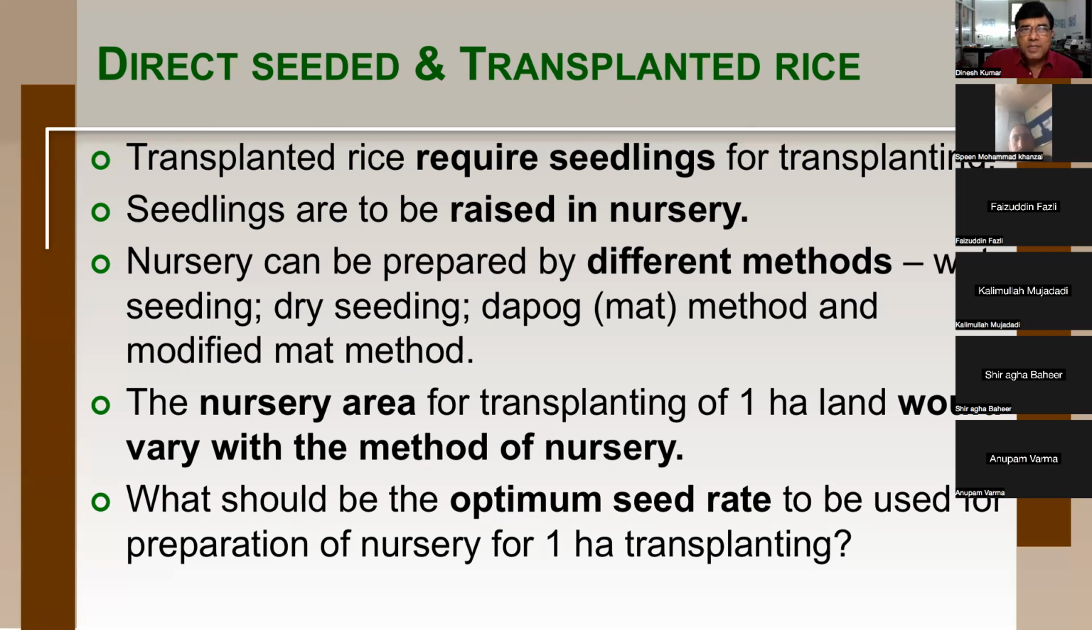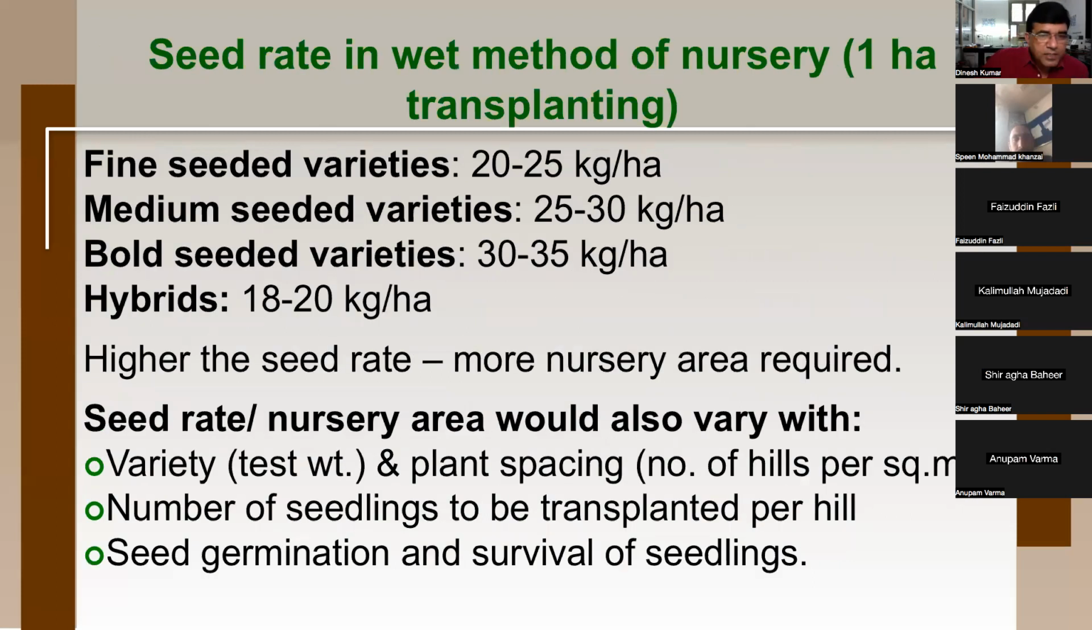So what should be the optimum seed rate for the wet method of nursery? We are going to learn in this. Normally speaking, in case of rice, for fine seeded varieties, you need 20 to 25 kg seed. For medium seeded varieties, 25 to 30 kg seed per hectare, and bold seeded varieties, 30 to 35 kg per hectare. So friends, for hybrids, it is 18 to 20 kg per hectare. So these are the general seed requirements. But here you can see ranges are given: 20 to 25 kg, 25 to 30 kg, 30 to 35 kg.